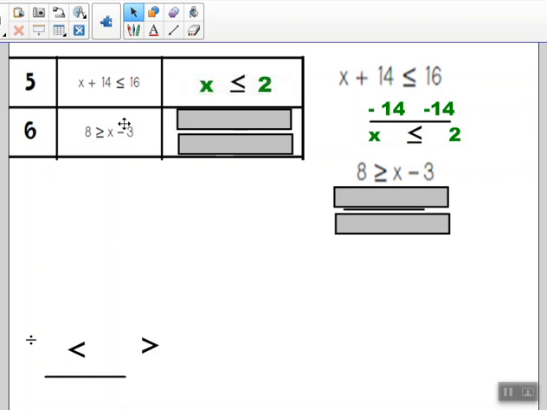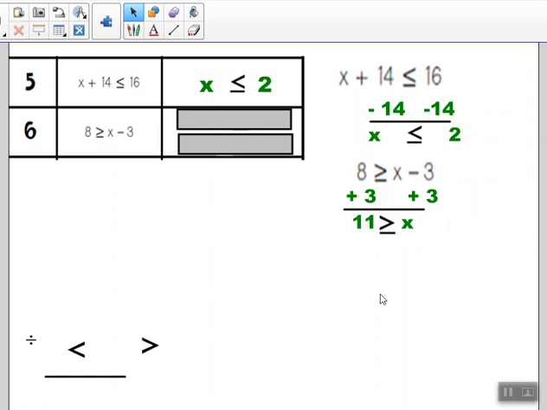In number 6, 8 is greater than or equal to x minus 3. So we want to get rid of the minus 3. So we add 3 to both sides. This cancels out. This gives us 11. So we would simply say 11 is greater than or equal to x. All right, that's what this first one is here.